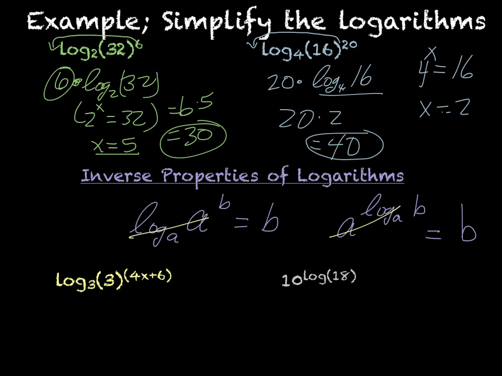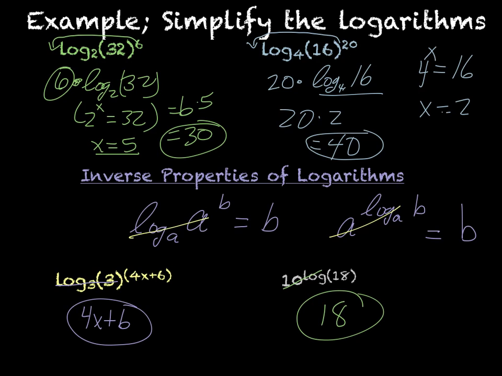So in this next example, log base 3 of 3 to the power of 4x plus 6. We can cancel out because we have common bases, leaving us with just 4x plus 6. And the next one, 10 to the power of log 18. Since there is no base, it's assumed base 10, so we can cancel them out, leaving me with just 18. And that's your final answer.